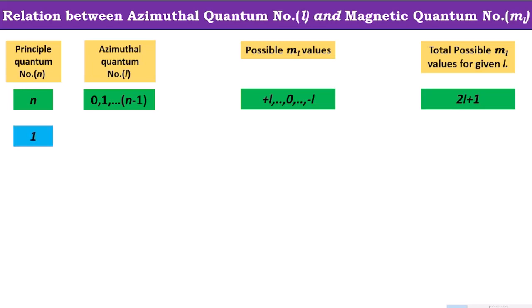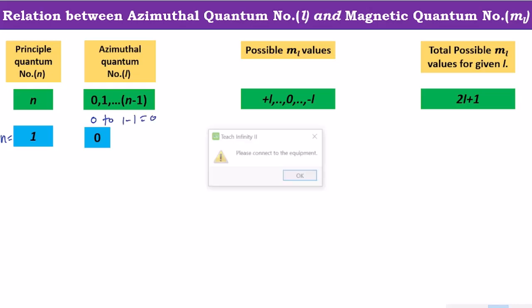Let's understand the first shell. This first shell has azimuthal quantum number value 0. This value 0 comes from this formula. As we know, the value of n is equal to 1, and by putting in these values, 0 to 1 minus 1, it gives a value 0. The value 0 of azimuthal quantum number represents the s subshell.